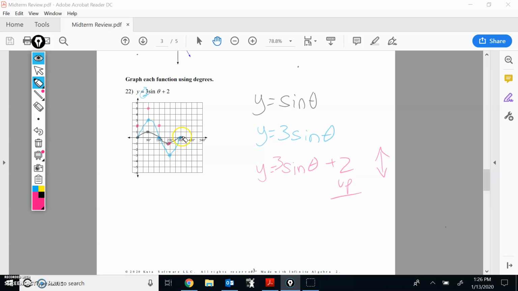And you're always going to have 5 critical points, 5 dots, whenever we graph these sine or cosine graphs. It's going to go up, connect it, and connect. The pink graph is final. That's the final answer. And you are done. Let's go on to the next one.